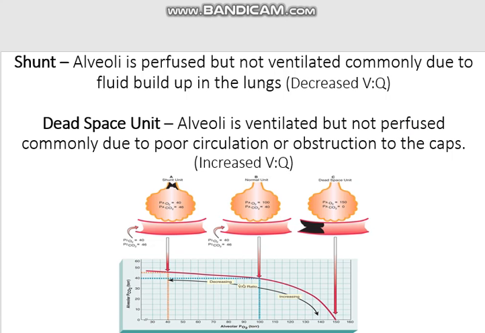A shunt occurs when an alveolus is perfused but not ventilated. This is commonly due to fluid buildup in the lungs. This will cause a decreased VQ ratio. A dead space unit occurs when an alveolus is ventilated but not perfused. This is commonly due to poor circulation or obstruction to the capillaries. This will cause an increased VQ ratio.